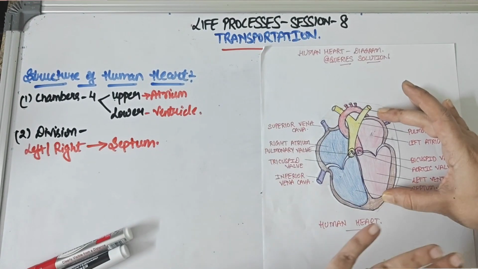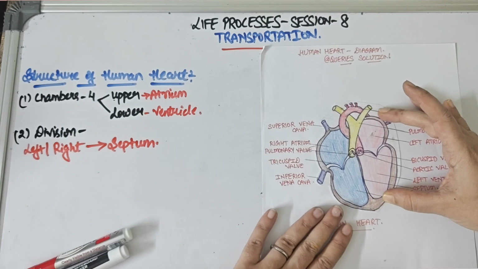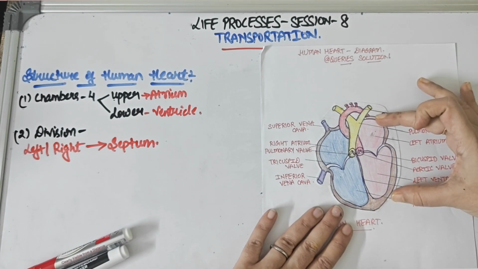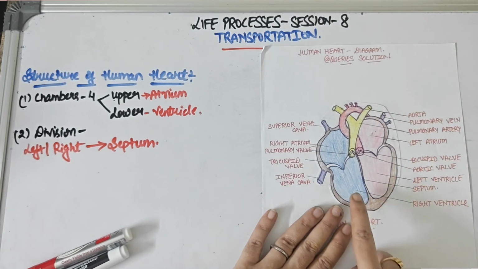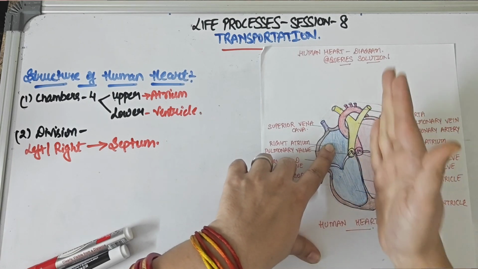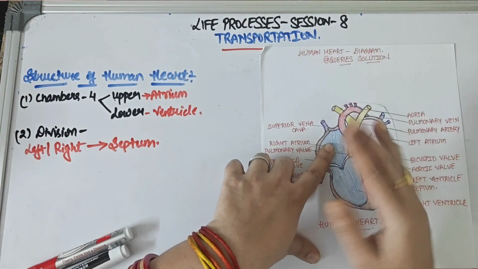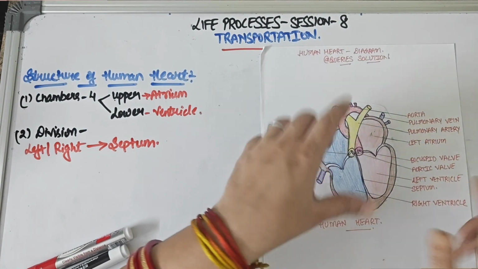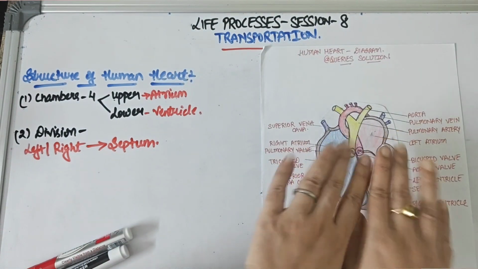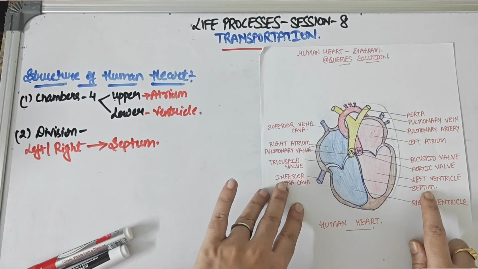I'll explain in just a while to you. But to make you understand right now, the left side of the heart has different blood, the right side of the heart has different blood, and this septum or this division which is there between the two does not allow the blood to mix together. That is the function of septum.